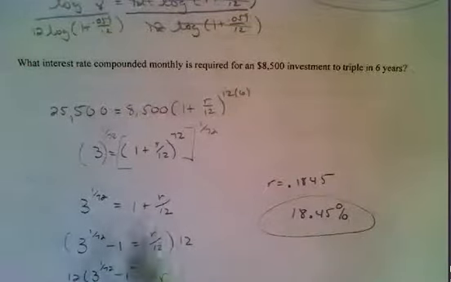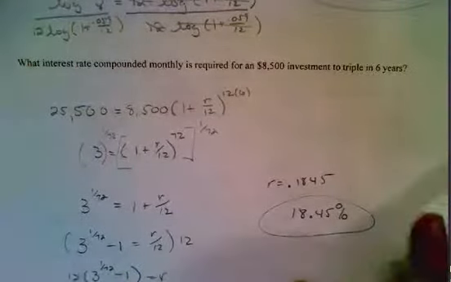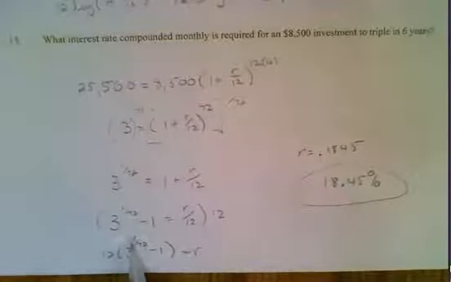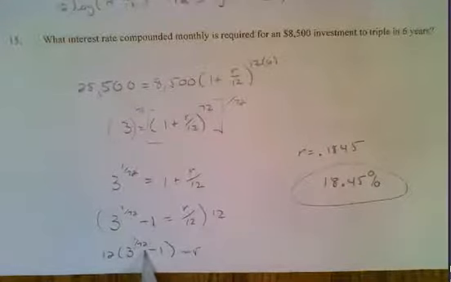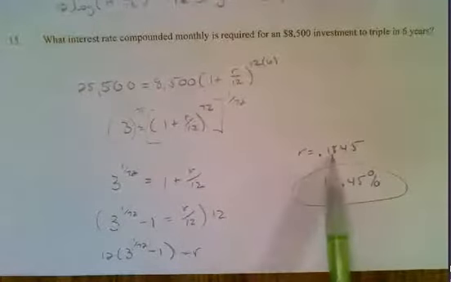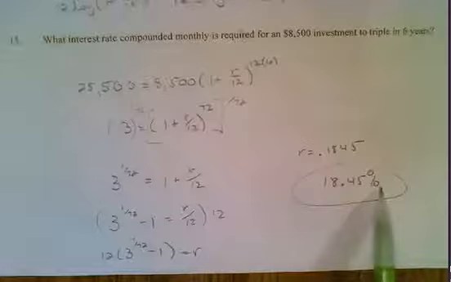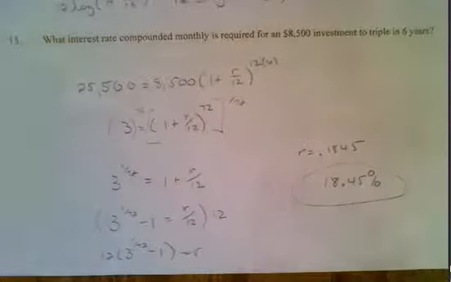So to solve for r, I subtracted 1, and then I multiply both sides by 12. What I'm going to punch in my calculator is 3 raised to the parentheses 1 divided by 72, subtract 1, hit enter, and then multiply by 12. I got 0.1845, which is 18.45%, which is a lot. You probably aren't going to get anything that will give you 18.45%.